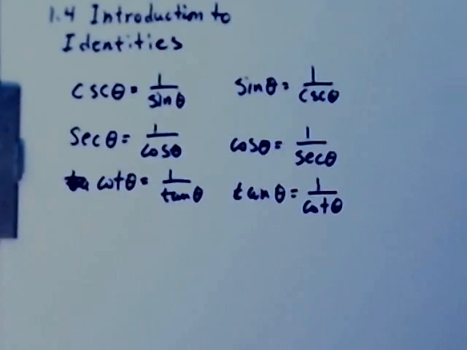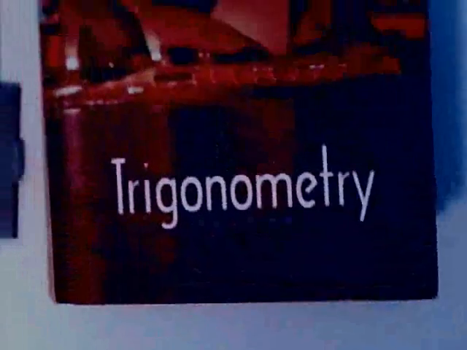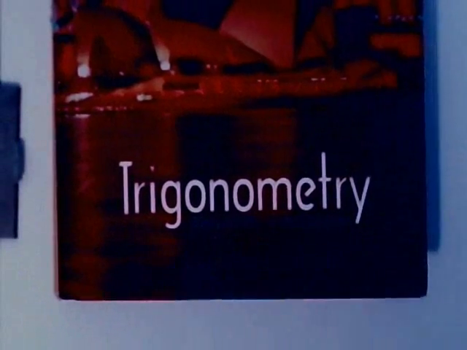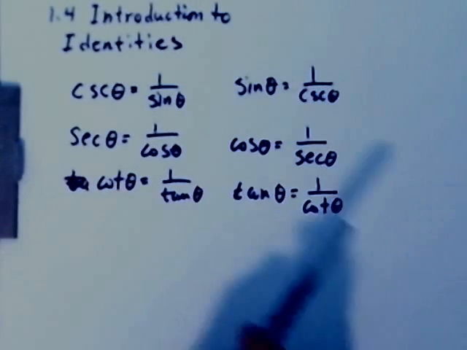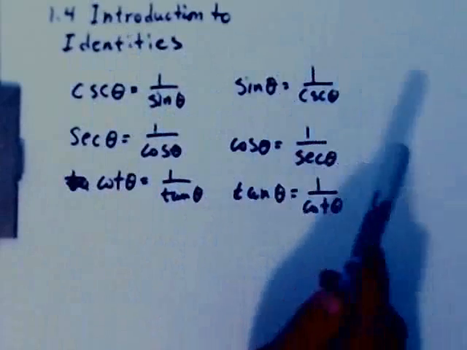Glad you're back. We're going to be doing Chapter 1, Section 4, Trigonometry, this book, 4th edition. It could be 3rd, 4th, 5th, 6th. Most of it is pretty similar. I haven't checked out edition 6 yet, but I have edition 5 and they're very, very similar. So we're going to be going over Chapter 1, Section 4, Introduction to Identities.